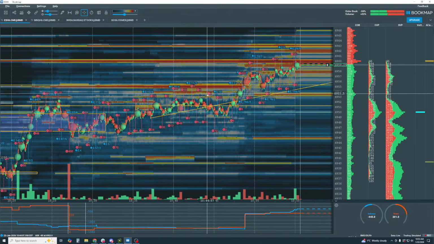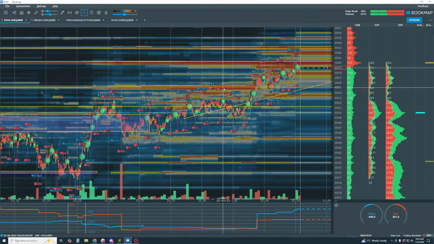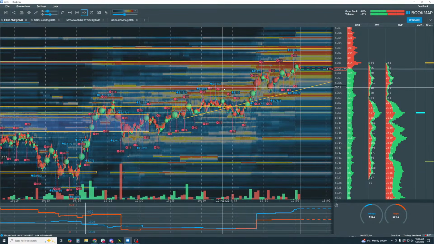And yeah, trading is life. It's just grinding. We see this a lot on Fridays. A lot of times it goes one direction, then it reverses and then just grinds higher the rest of the day.